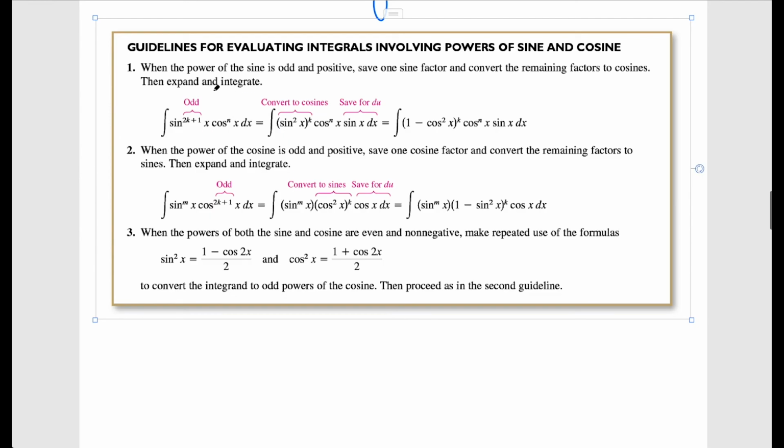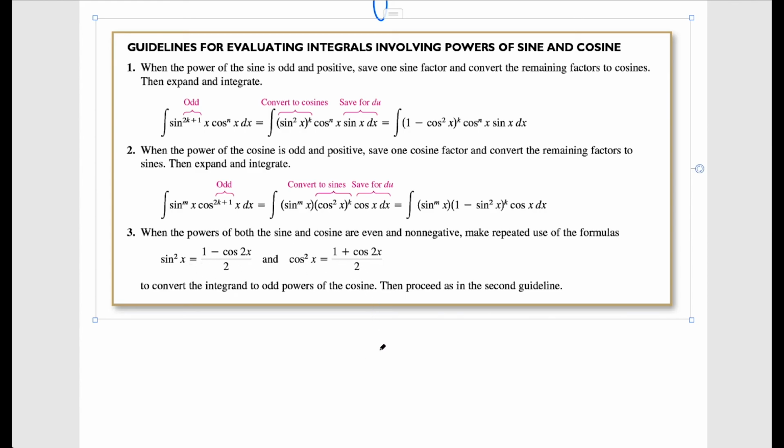Now, if both powers of sine and cosine are odd, you may use either 1 or 2. Okay, you may use any of the two. And now, if both of the powers are even, as we saw above, we use the half angle identities labeled here. We call them asterisk and double asterisk in the discussion.